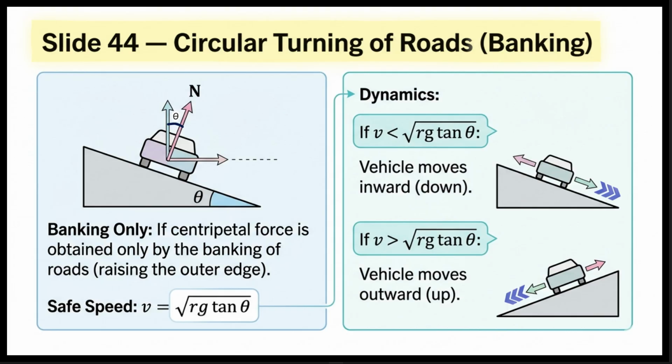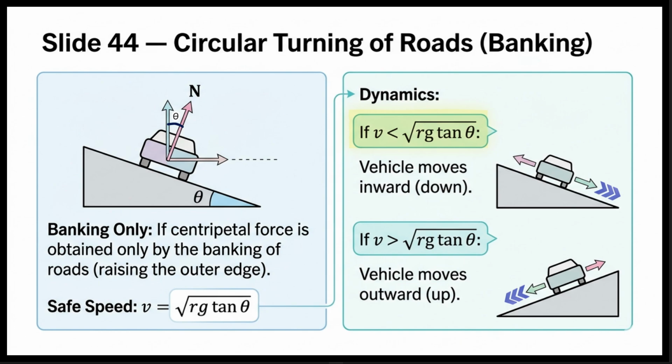Moving on to slide 44, we examine circular turning through banking alone. The diagram illustrates a road tilted at angle theta, where the normal force N is perpendicular to the surface. In a banking-only scenario, the entire centripetal force is derived from the horizontal component of this normal force. The formula for the ideal safe speed v is the square root of r times g times the tangent of theta. Let's look at the vehicle dynamics when speeds vary from this ideal.